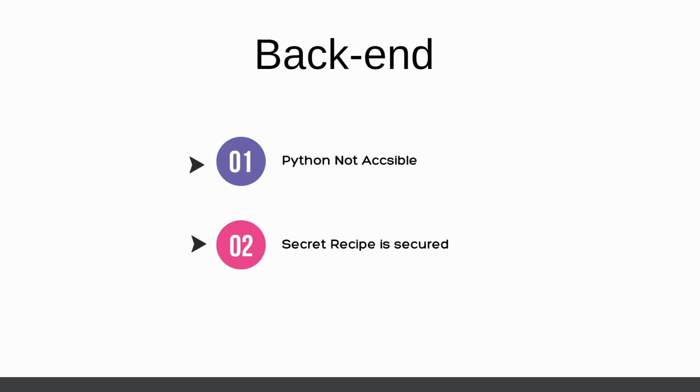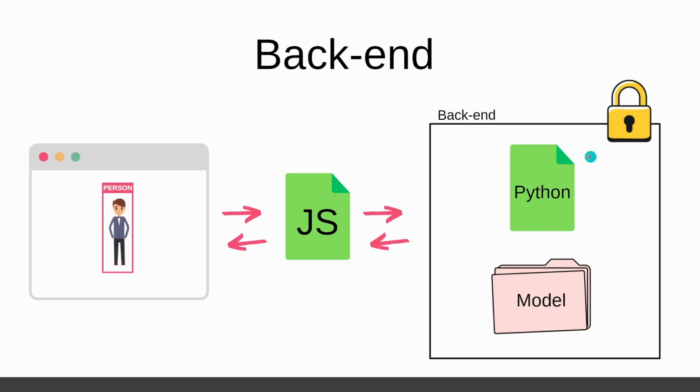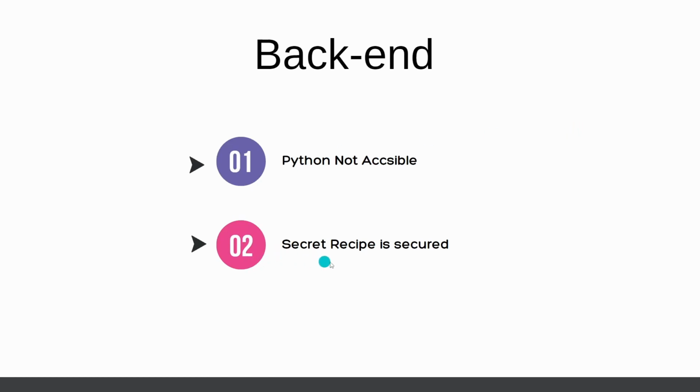And what's the advantage of this? The advantage is that the Python script, or whatever language you're using here, these files are not accessible to the user. So your secret recipe is secured and it is not exposed to the end user. So you can actually monetize it. You can easily sell it as an API, and people will be able to use your model, and you will be able to charge them for that without exposing your secret recipe.